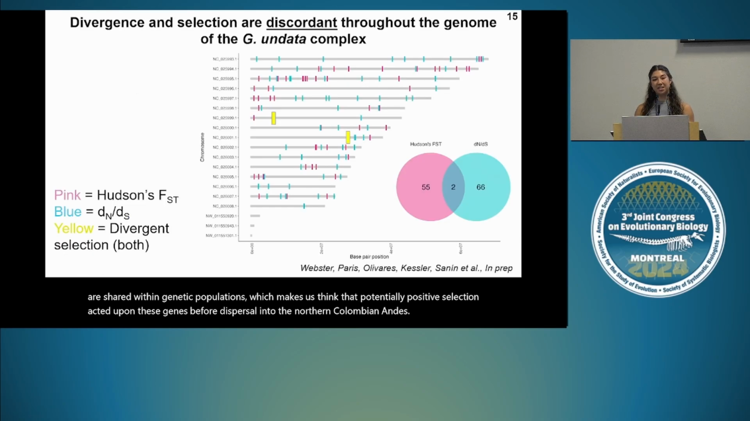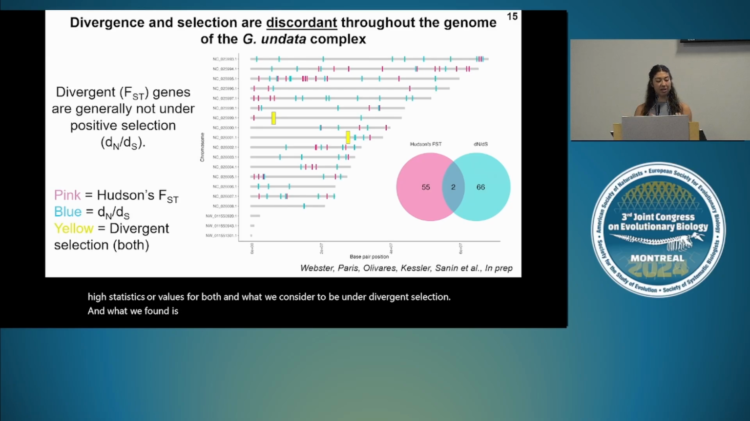And we are curious to see what divergence and selection collectively look like within the genome of the Gundlachia complex. And so we created a chromosome map. Here we have genes in pink that have high values for Hudson's FST, or divergence statistics. In blue, we have genes that have high values for dN/dS statistics, or high selection, and those genes that have high values for both, which we consider to be under divergent selection. What we found is that generally, genes that are very divergent are generally not under positive selection, with the exception of these 2 genes that are highlighted in yellow here.